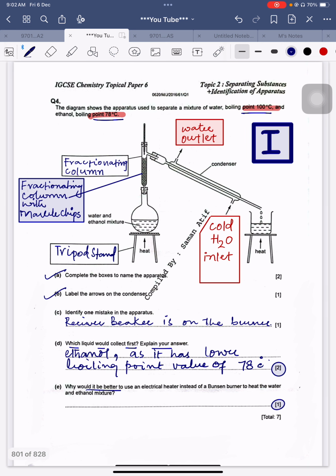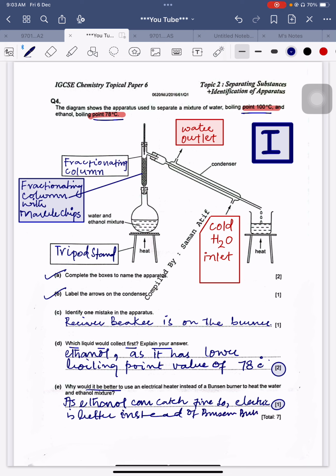So here we can say, as ethanol is flammable and can catch fire, an electric heater is better instead of a Bunsen burner. These are the answers for all the parts of question number 4, and these are 7 marks for this question.